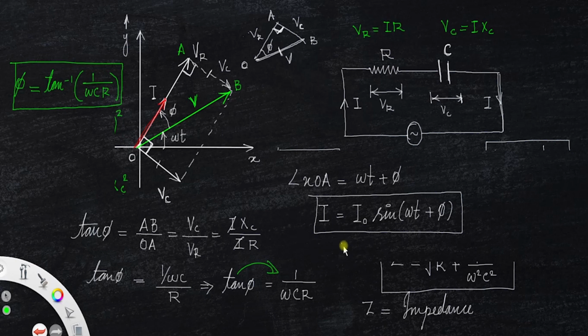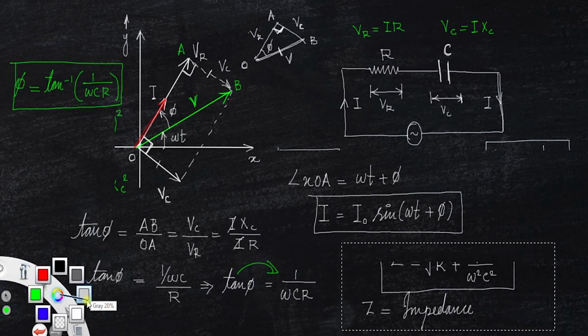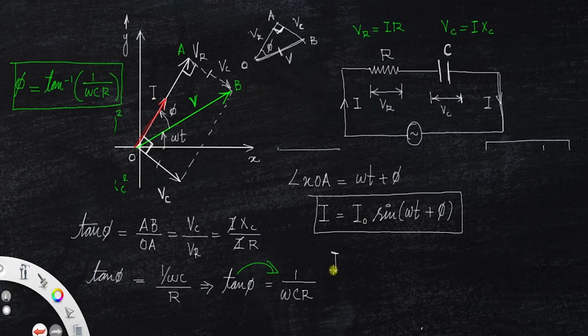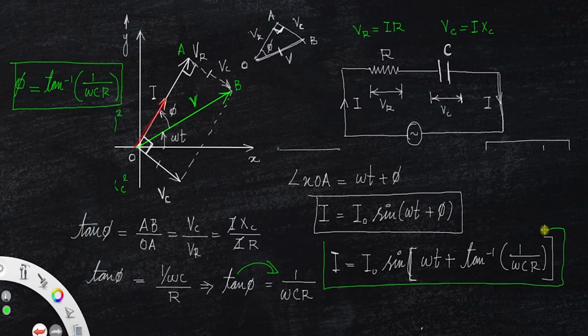Now, you can plug in the value here in the expression of current. That is, we have I is equal to I0 sine of omega t plus phi, where phi is tan inverse of 1 by omega C R. Clear? So, this is the final expression for the value of current in an RC circuit, a series combination of resistance and capacitor.